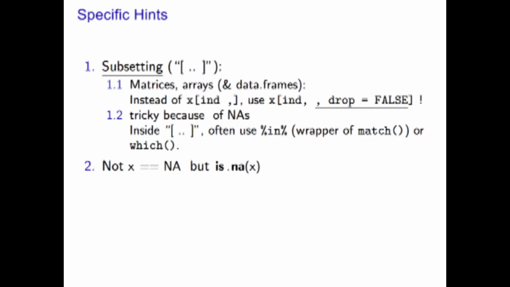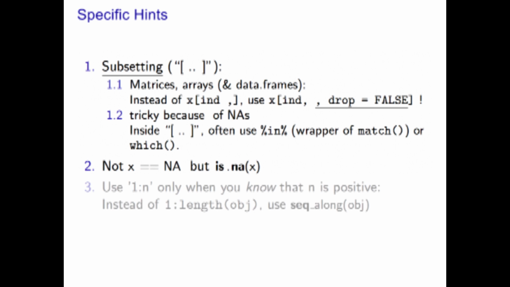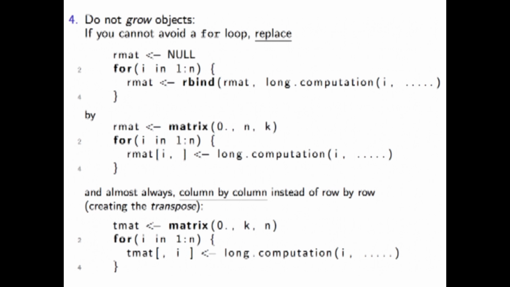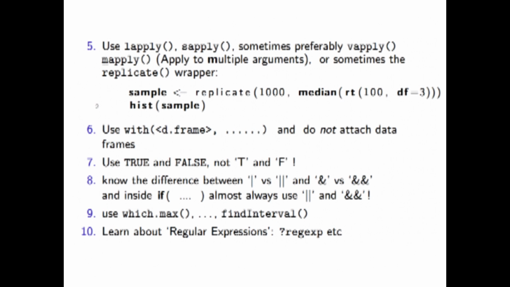The other hint is NA. Almost never nowadays you use 1:n unless you really know that n is positive. Things like that. I'm skipping. I want to allow for some questions, and these specific things here are not so important. So my last slide is, what is your style of R programming? Perform the art, enjoy, and be productive at the same time. Thank you very much.